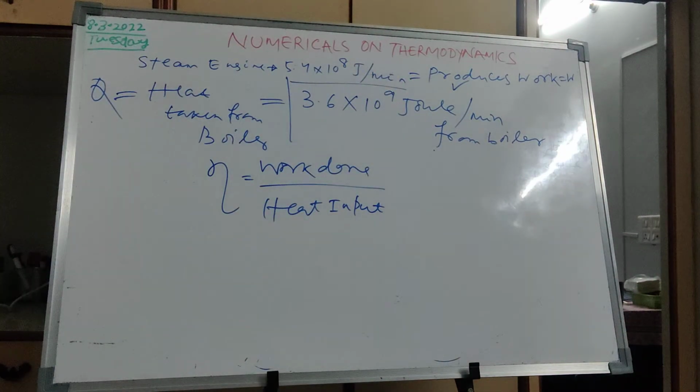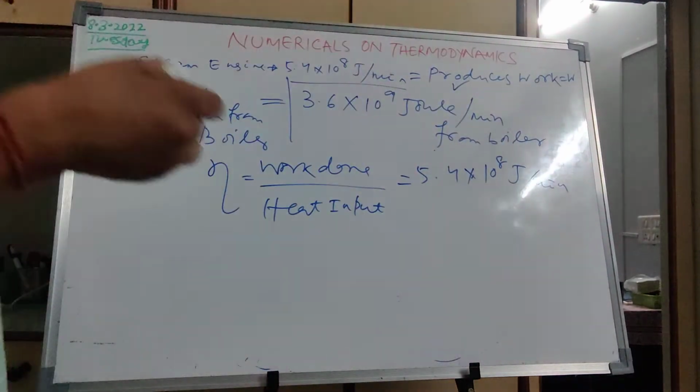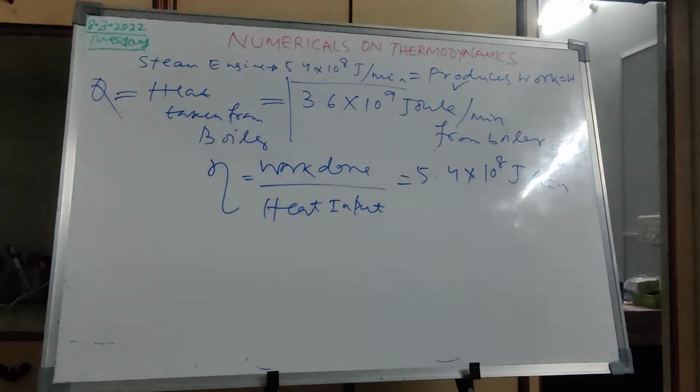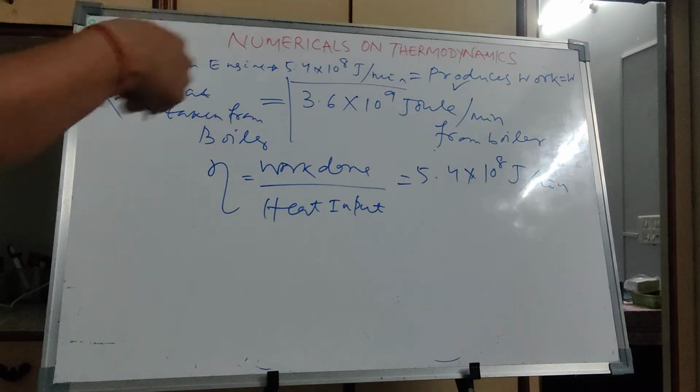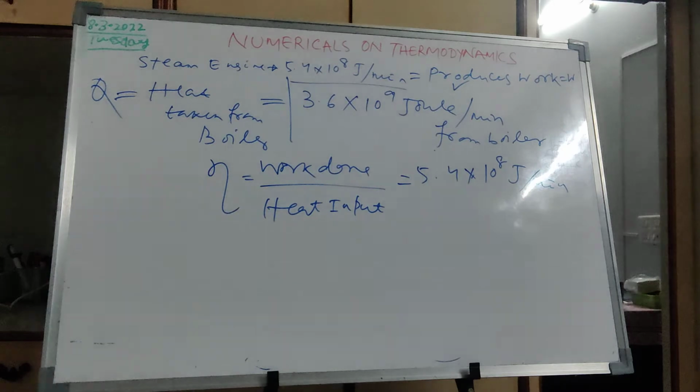Okay. So how much is the work done here? W, I have told, is 5.48 into 10 to the power 8 joule per minute. Actually, it is not work, it is work done per unit time. Okay. So if both are of the same unit, no problem. So this is the work done.